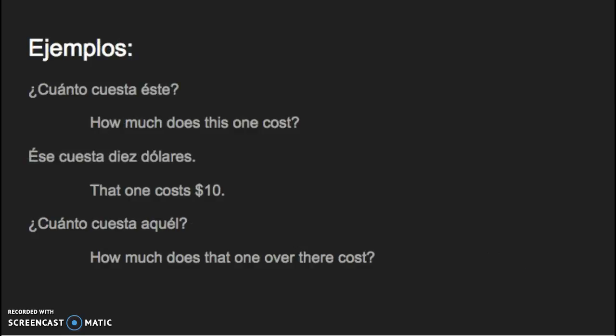Some examples. ¿Cuánto cuesta este? How much does this one cost? The este in this case is replacing the el anillo from the other one. Ese cuesta $10. That one costs $10. ¿Cuánto cuesta aquel? How much does that one over there cost?